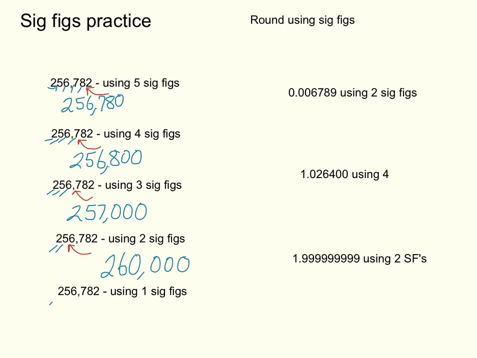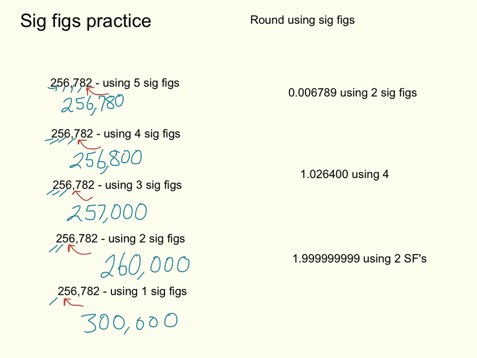Last one, we're going to use 1 sig fig, and then we're going to use the next number in line to round, which is this 5, which bumps it up to a 3. So now it's 300,000. And you can see how the number of sig figs that we use to round can really change our number. So we've gone from a real specific 256,782 to 300,000.